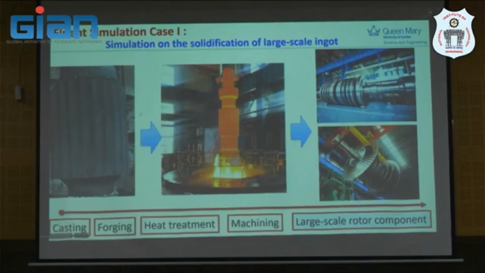After the liquid is poured into the mold, the ingot will take 1 week or more to solidify. After that, the ingot will be forged, turned, and machined. Finally, it will be assembled as a rotor component.